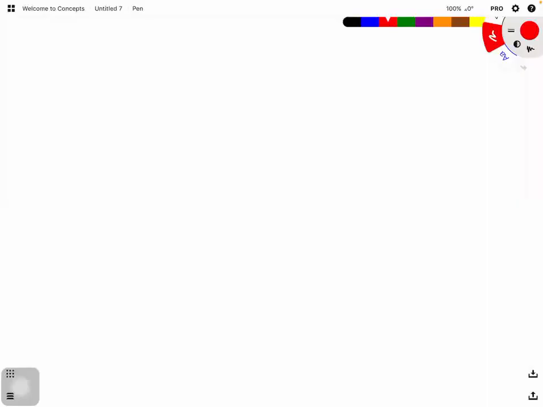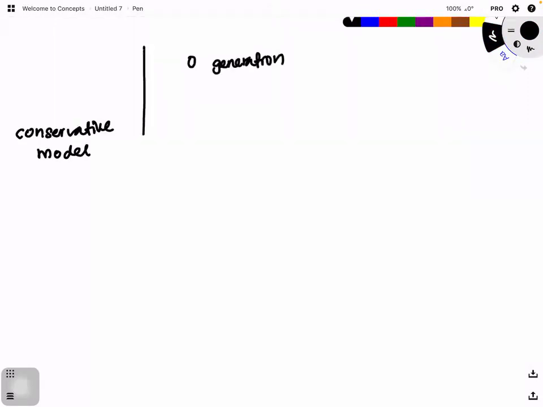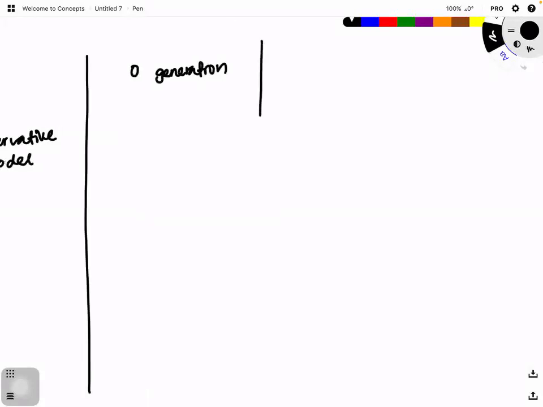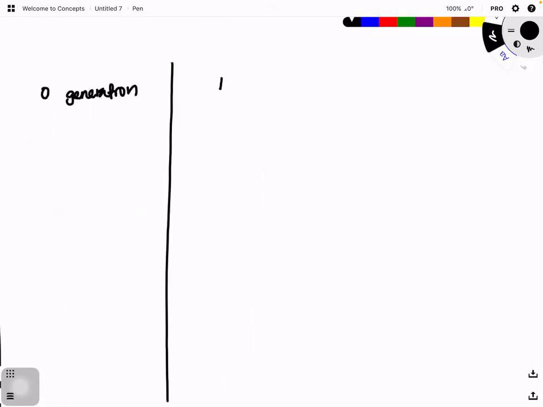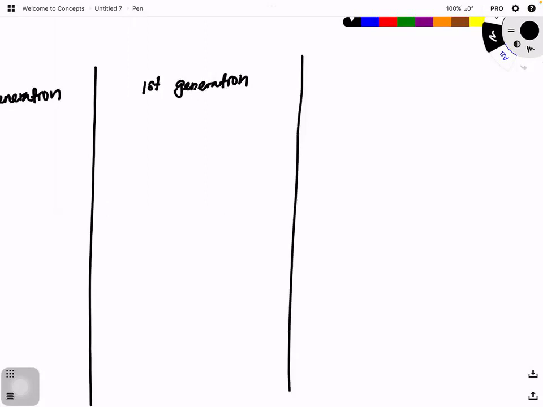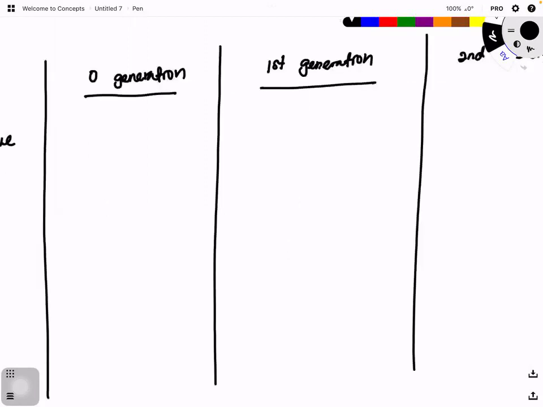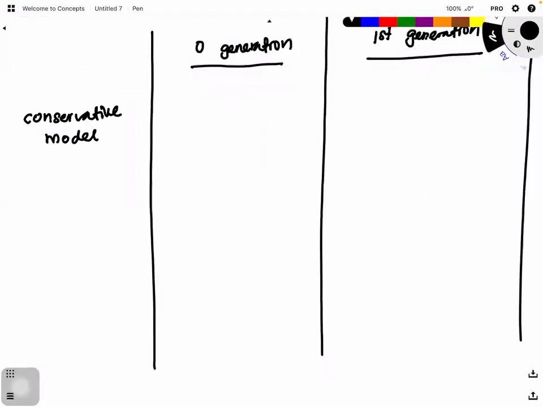So we have these three models. Now, how do these three models actually function? First, we start with the first model, the conservative replication model. This is what we call the zero generation, which means the original. Then after the first replication, the first generation, and then the second generation. So zero generation, first generation, and second generation.